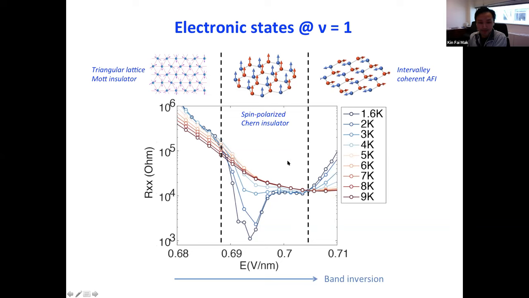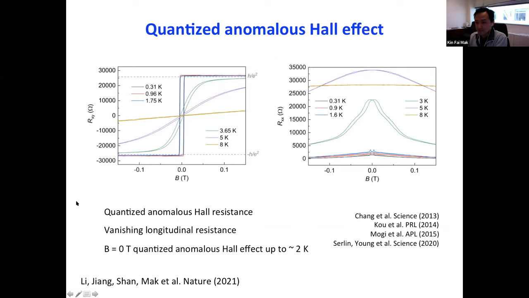Okay, so let me just begin with the Chern insulator between these two dashed lines. In contrast to the quantum spin Hall insulator, it's fairly easy to show that you have a quantum anomalous Hall insulator because it produces robust charge Hall effect. So what I'm showing here is basically that once you cool the sample below 2 Kelvin, you get robust Hall quantization to h over e squared.